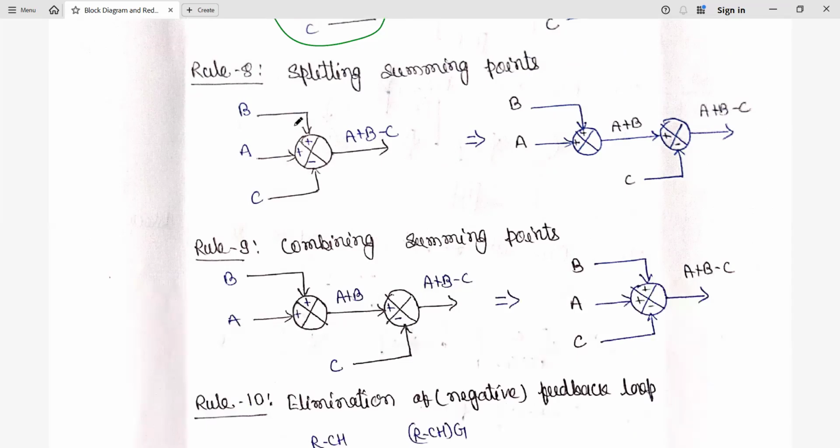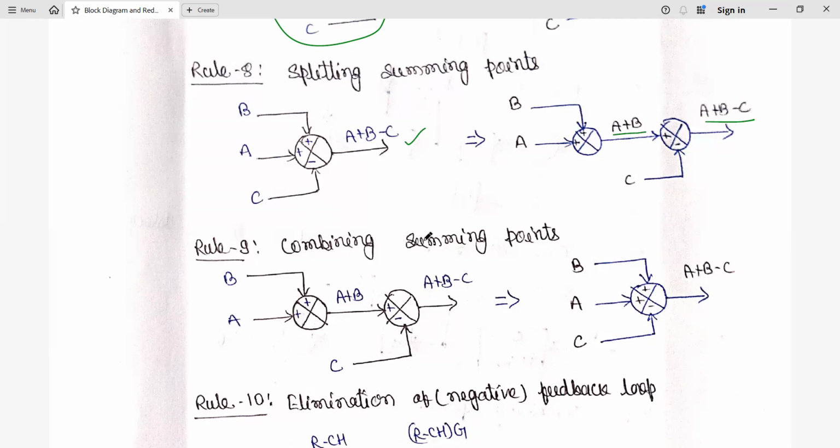So here three inputs are there to the summing points. So that is being split. So we just have to split this one. Two are given to one, and the second summing point has the output of the previous one and the new input, that is the C here. So we have A plus B in this and C is coming with a minus sign. So A plus B minus C, same as before.